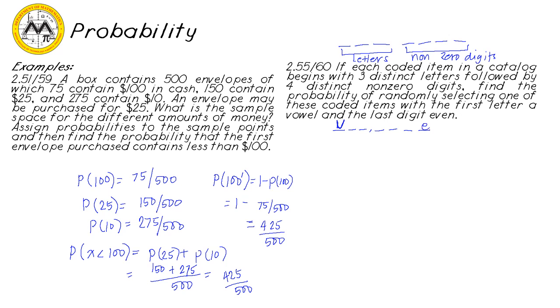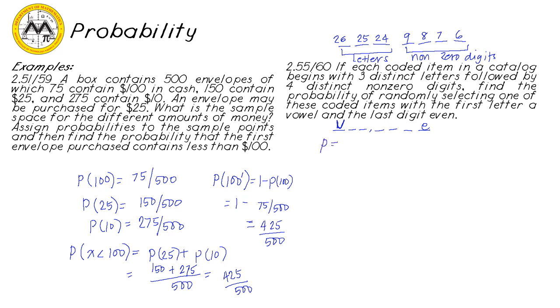So distinct, there would be 26 letters in the English alphabet, and then 25, and then 24 because of this being distinct. No repetition, so we are subtracting the number of possible options because we have selected one already. For the non-zero digits, we have 9, and then since it is distinct, you have 8, 7, and then 6.